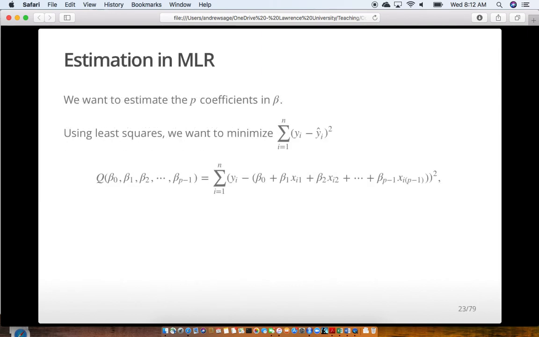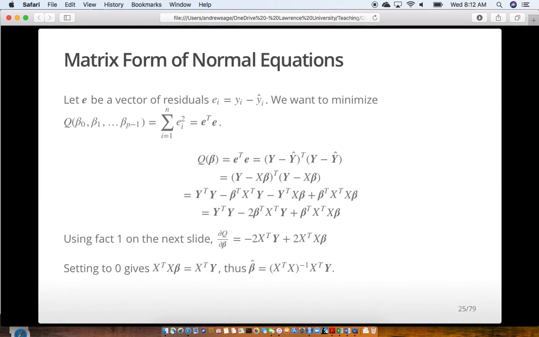I'll jump ahead to slide 25, where we have the matrix form of our normal equations and the derivation of our beta hat, the vector of estimates for our regression coefficients. We can obtain beta hat using a least squares procedure, just like we saw in simple linear regression, by minimizing the sum of the squared residuals. If we let E represent the vector of residuals, this is equivalent to minimizing E transpose E.